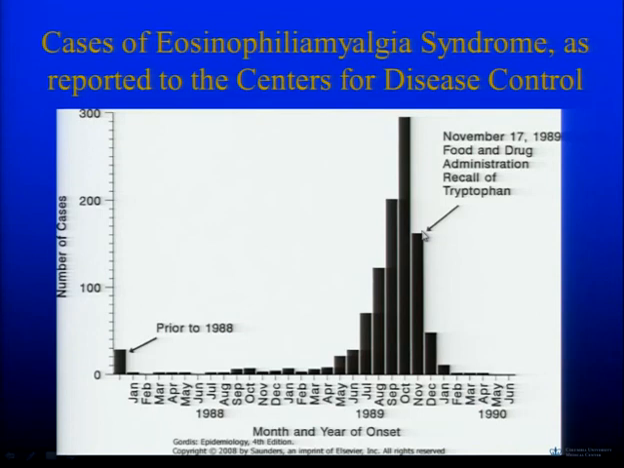What you see is that once the drug is no longer on the market, you start seeing a marked decline in the rates again. So that's cessation of exposure to what was the risk factor, the tryptophan, and then you see a drop in the rates of disease.